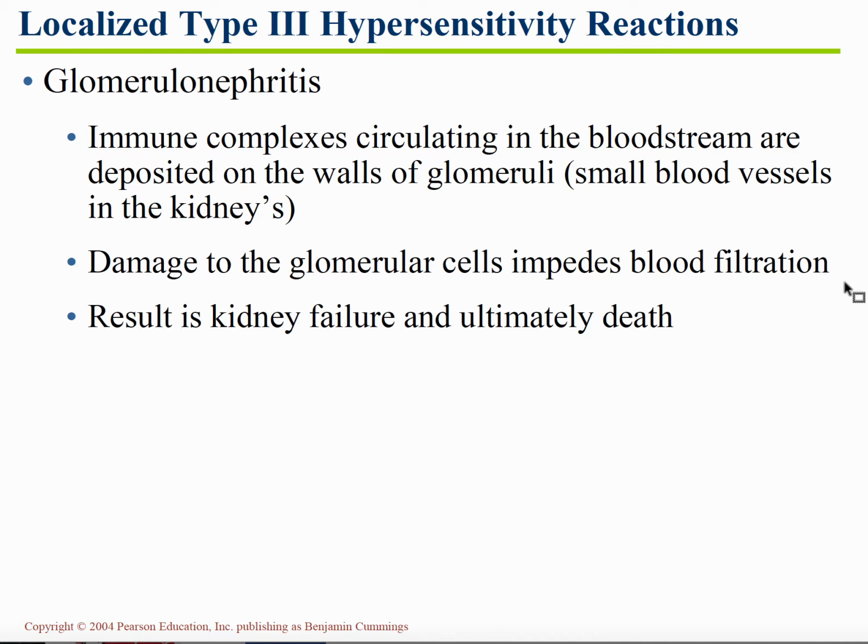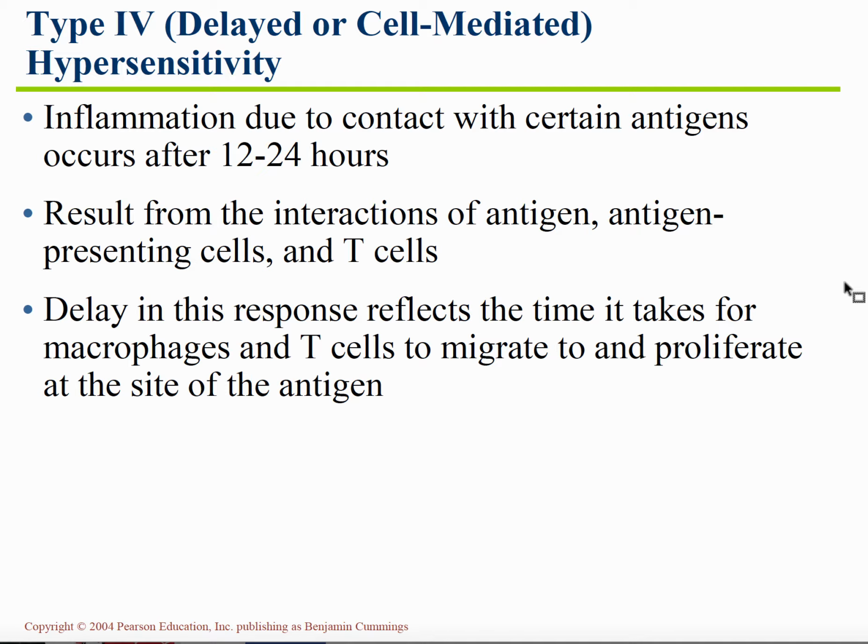Our last hypersensitivity is type 4. Type 4 hypersensitivities are called delayed or cell-mediated hypersensitivities. We're talking about cell-mediated hypersensitivities. What are we talking about? T cells, good. And that's why it's delayed. Because remember, a T cell has to physically travel to the site of infection. So these are always slow.